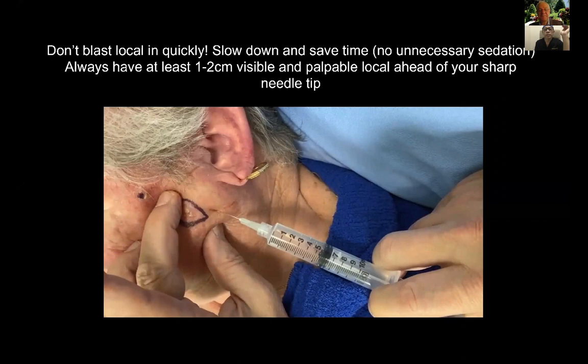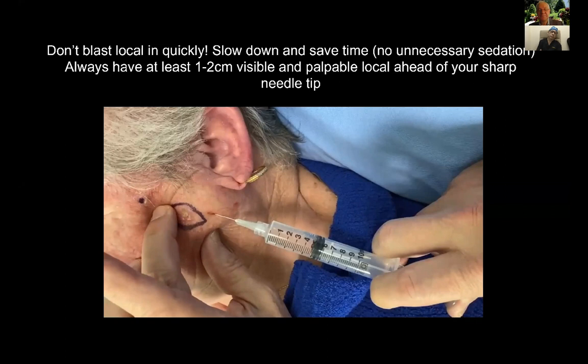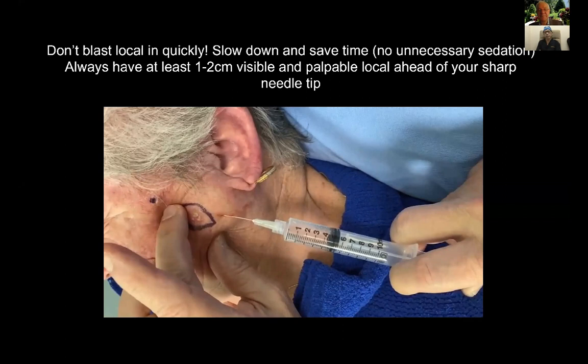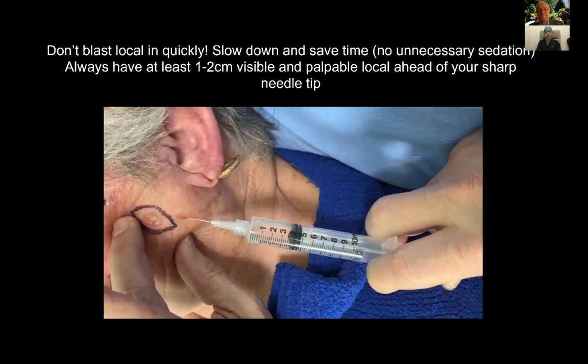Because if I just advance my needle tip into this pink area up here, she's going to feel a sting. But if I have a wheal of local anesthesia going ahead of me, then she's not going to feel a sting. Can you please tell me if you feel any sting at all in the next few minutes? Because I'm scoring myself here. And I can feel the local advance ahead of my needle tip.